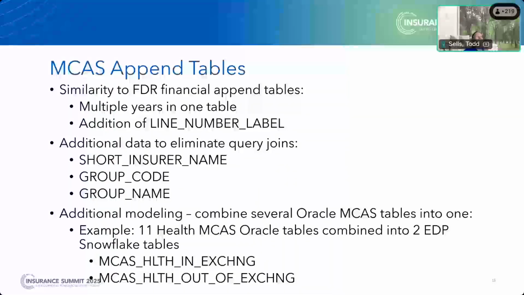Now, we didn't do that on the financial side because we have thousands of tables. So they have a little cleaner life. They have a lot fewer tables than we do. So it's a little more convenient for them to do this. But if you're working with MCAS, it makes it a lot more user-friendly for you because you don't have to go join the company consolidated table that we just talked about to get the short insurer name, group code, or group name. Those are right there in your MCAS table. So again, we're doing what we can to make your data life easier. You don't have to join to tons of different tables.